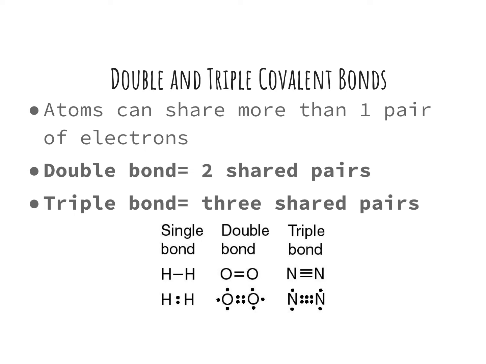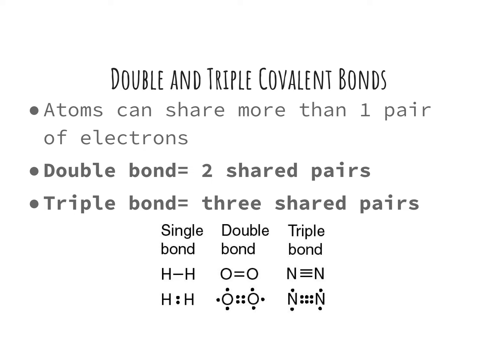Atoms can share more than one pair. So you can have something called a double bond. A double bond is when you have two shared pairs. How many is a pair? A pair is 2. So if you have two shared pairs, you have 4 electrons being shared. The way we write double bonds is typically just two dash lines. So if you see two dashes, that's what we call a double bond. But you're really sharing 4 electrons. Does that make sense? So two shared pairs is 4 electrons.